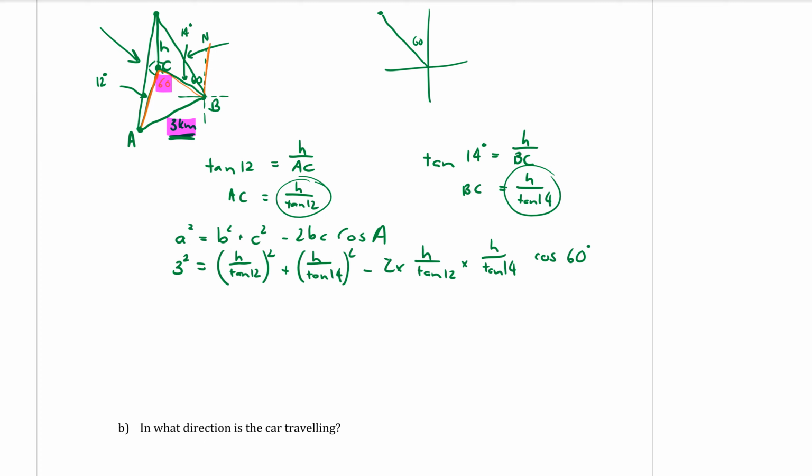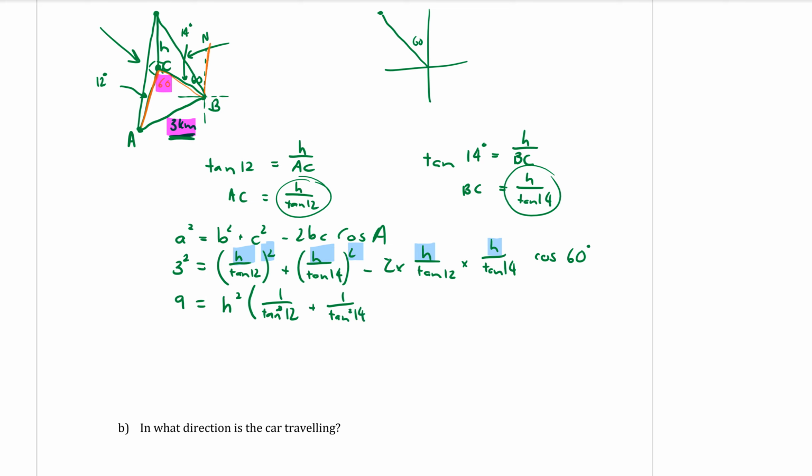So let's factorize out the h's, because you can see in each of the terms on the right hand side here, I have got h squared, and h times h is going to make another h squared. I could factorize that out. So let's do that. 3 squared is 9. Let's factorize out the h squared. So from the first term, that would leave me with 1 over tan squared of 12. Plus, the second term, I've taken the h squared out, so it'd be 1 over tan squared 14.